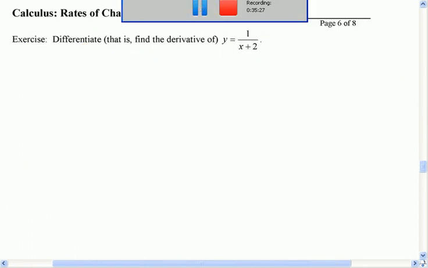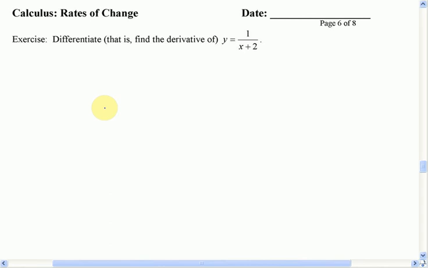So here is another question that says just find the derivative. Of course, the first thing you always write down is that lovely formula that you are getting sick of.